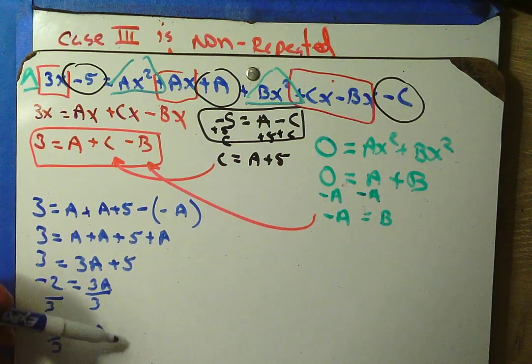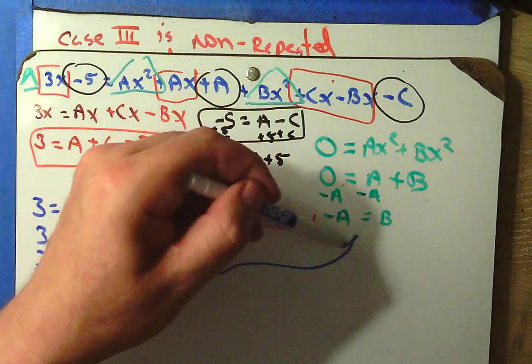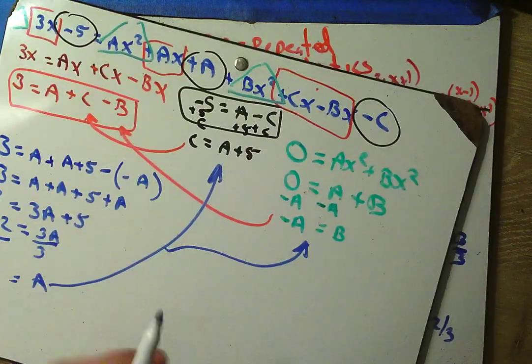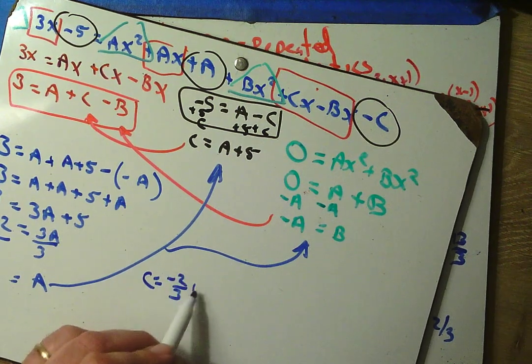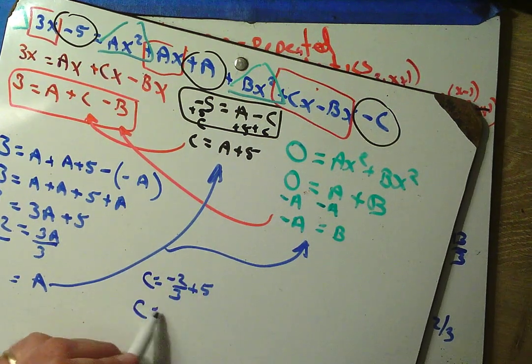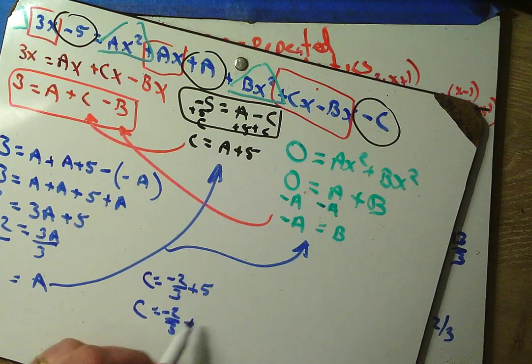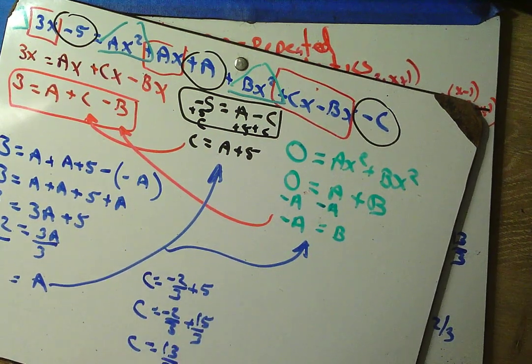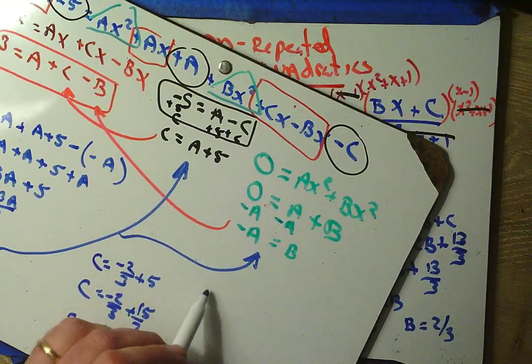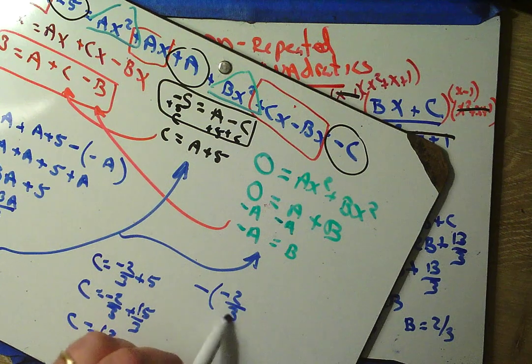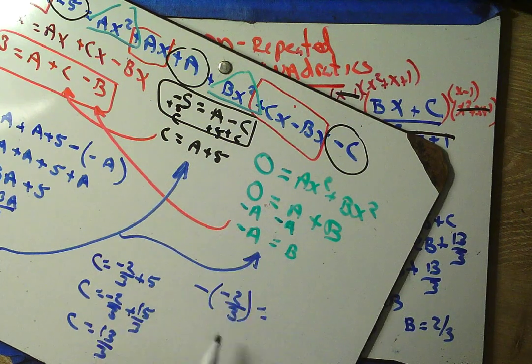I plug this a back into each of these equations to find out that c would be negative 2/3 plus 5, which means negative 2/3 plus 15/3, or c is 13/3. And then finally over here, we know that a is negative 2/3, but b is negative a, so we know that b is positive 2/3.